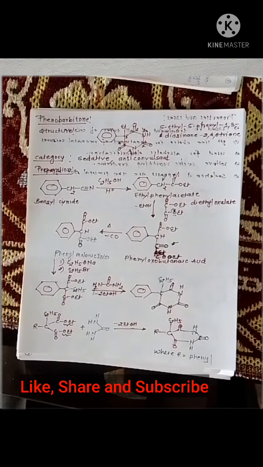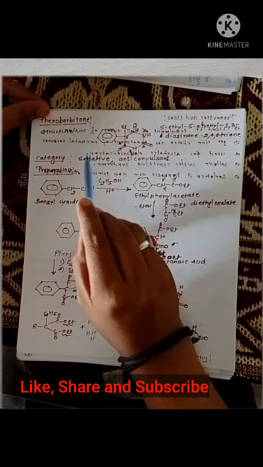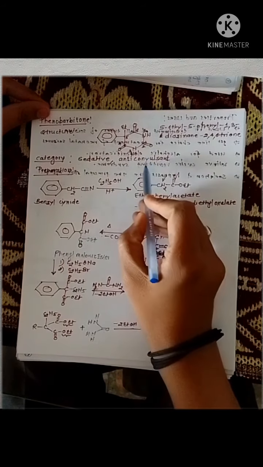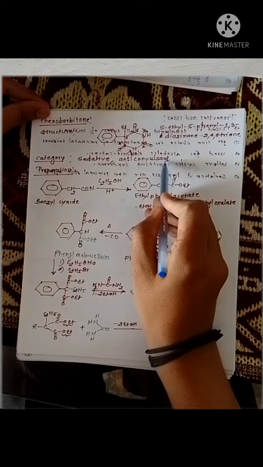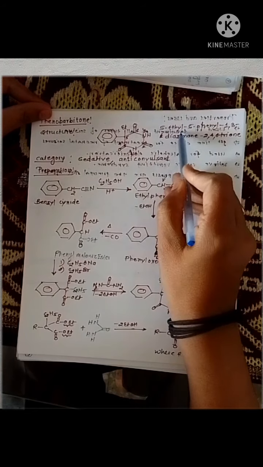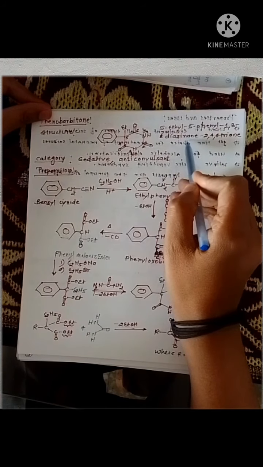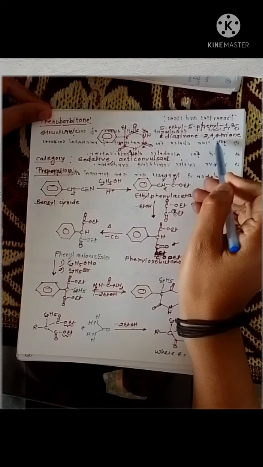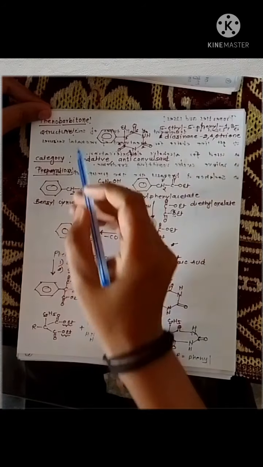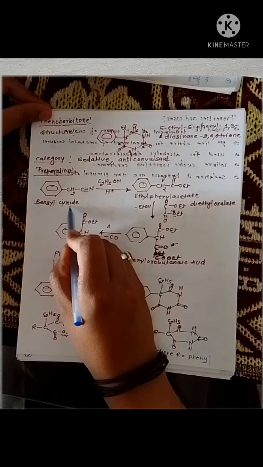Today we are going to see the synthesis of phenobarbital. Phenobarbital is basically a sedative and anticonvulsant drug. The chemical name of phenobarbital is 5-phenyl-1,3-diazinane-2,4,6-trione. Basically, phenobarbital is synthesized with the help of benzyl cyanide.